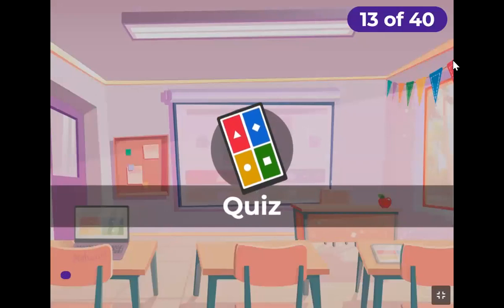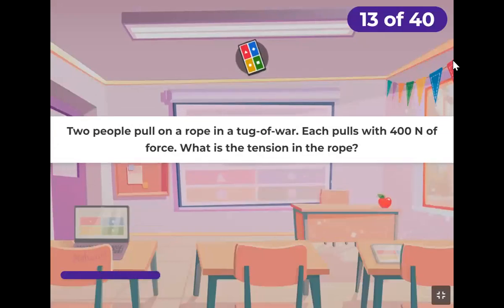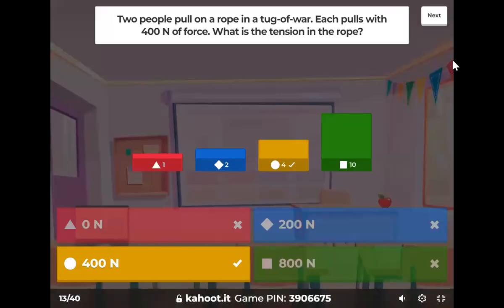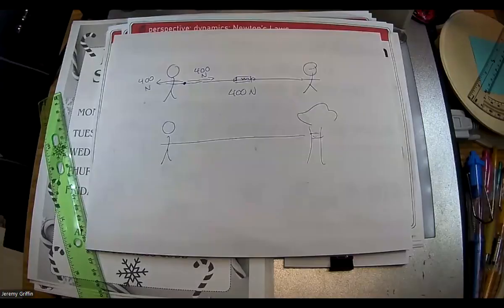For 10,000. Two people pull rope, tug of war. Each person pulls with 400 Newtons force. What is the tension in the rope? 400 Newtons. This question always trips everyone up, but there you go. All right, 400 Newtons.